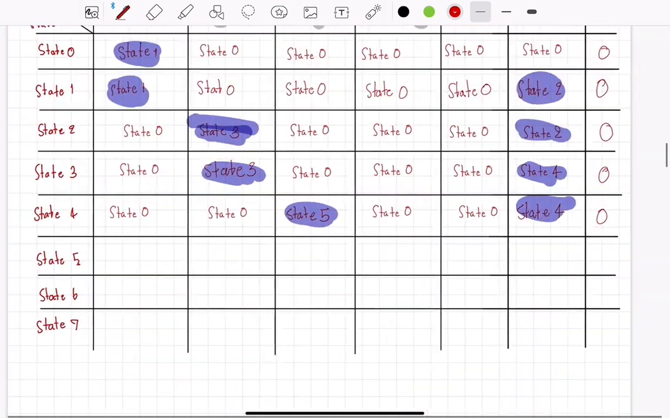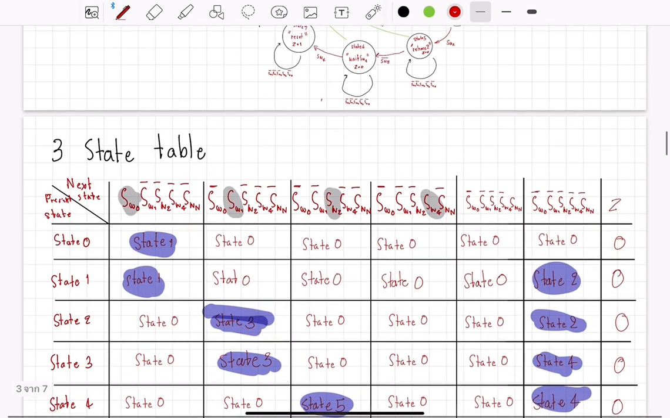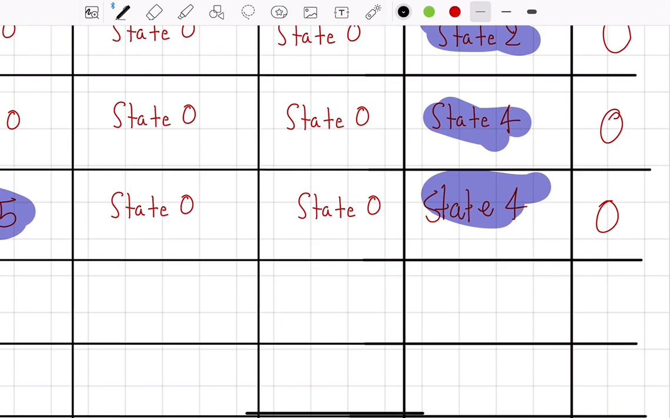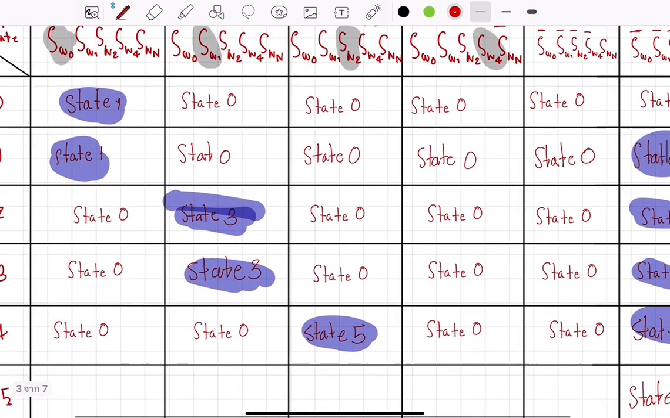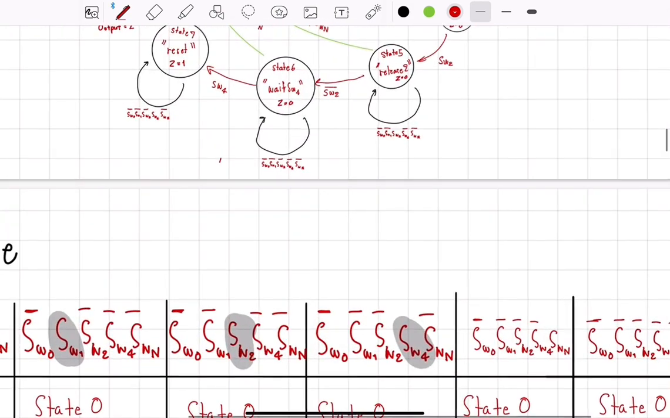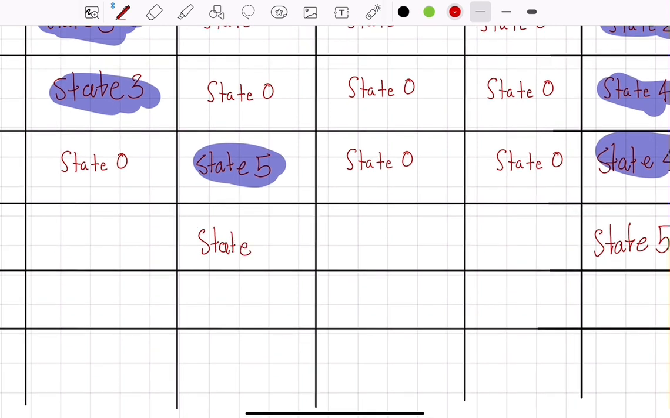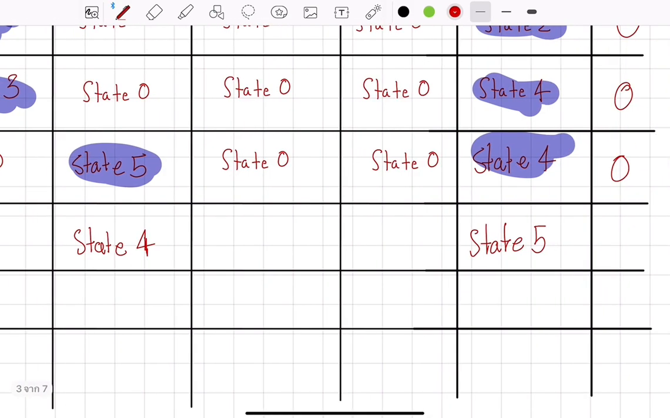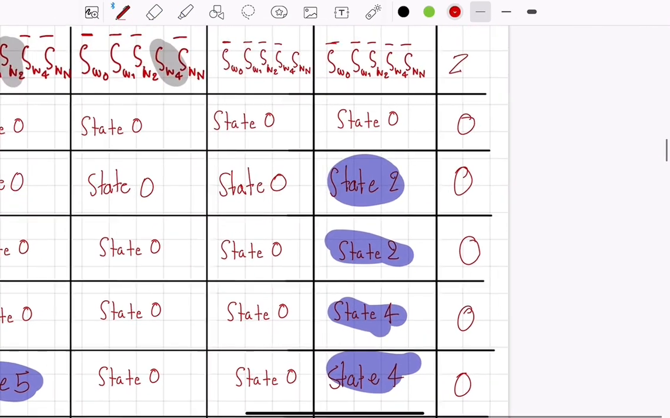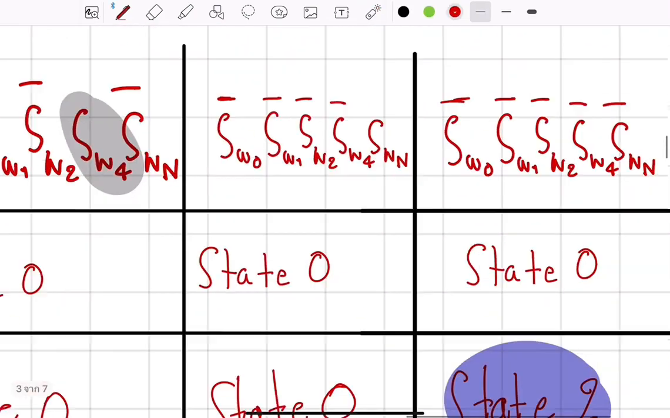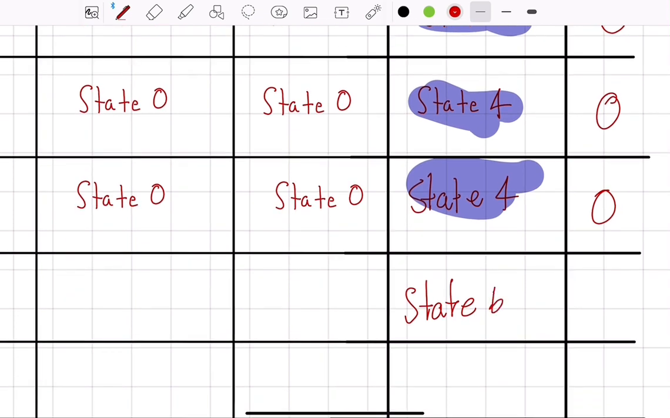Alright. If I don't push switch 2, I go to state 5. Okay. I go to state 5. If I push switch 2, I working again. This is working again. Oh, okay, sorry. Go to state 6. If I don't push any switch, I go to state 6. State 6, alright.